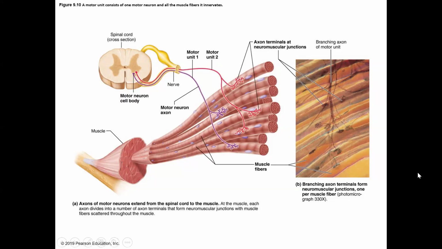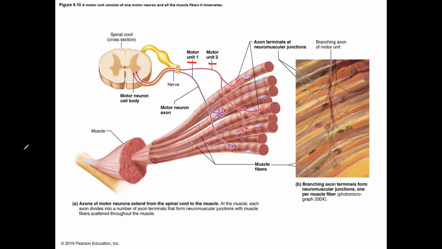Okay, we are continuing with this chapter in muscles. So what we're looking at here is referred to as motor units. Basically, a motor unit is a single neuron and how many muscle cells it is communicating to. So if you look here, motor unit number one is communicating to two muscle cells, whereas motor unit number two looks like to be communicating to three muscle cells.